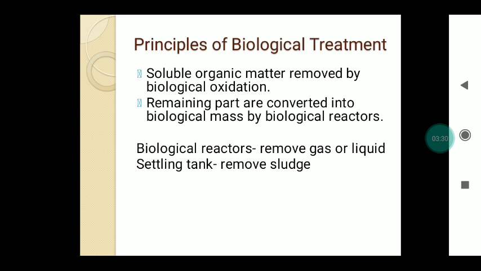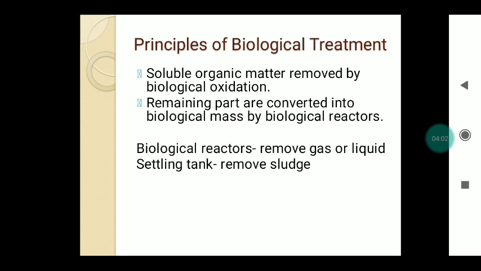The second point is the principle of the biological treatment. What is the principle of biological treatment? The soluble organic matter is removed by biological oxidation or degradation, in which the microorganisms or bacteria utilize the dissolved oxygen from the sewage and decompose the organic matter present in the sewage by the oxidation process, and the remaining part of the sewage is converted into biological mass by the biological reactors.